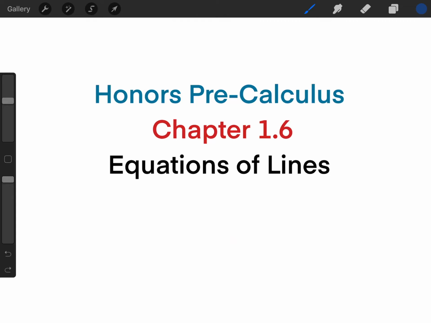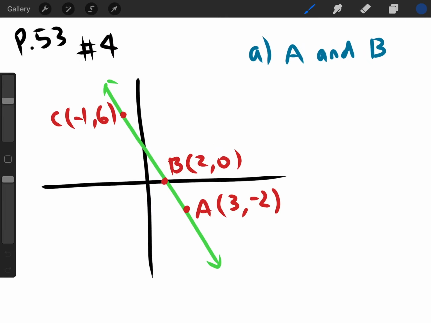All right, this is Honest Pre-Calculus Chapter 1.6, Equations of Lines, another review lesson. Number 4, A, B, and C, they're just basically asking you guys to solve for slopes. You can read the bottom. It says the principle involved here is that no matter which pair of points you choose, the slope is the same. So I'm just going to show you how to find one slope, the slope from A and B.